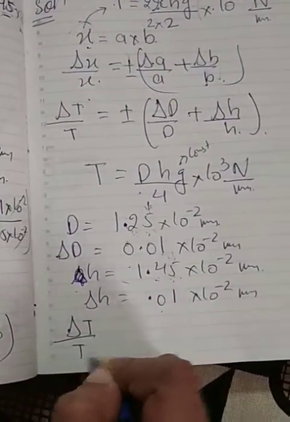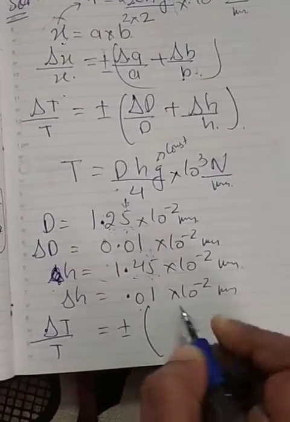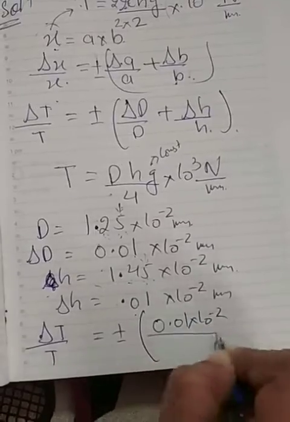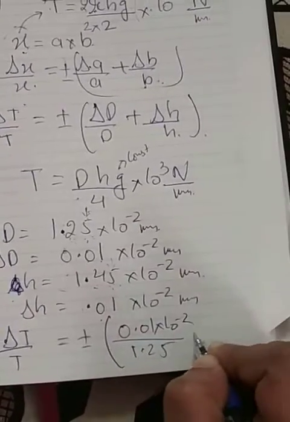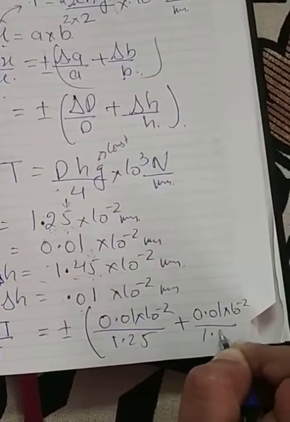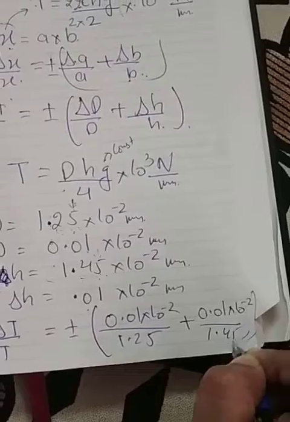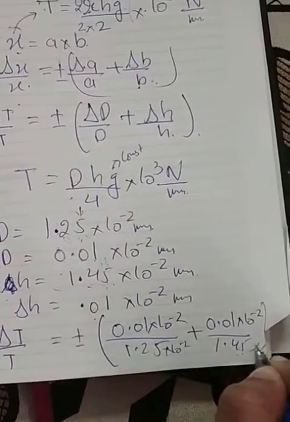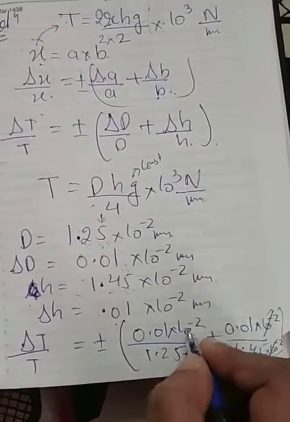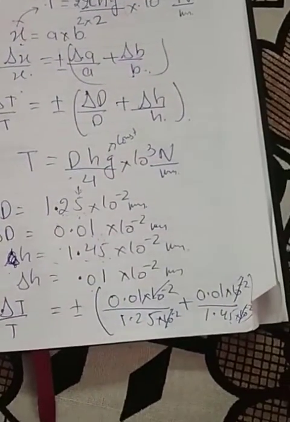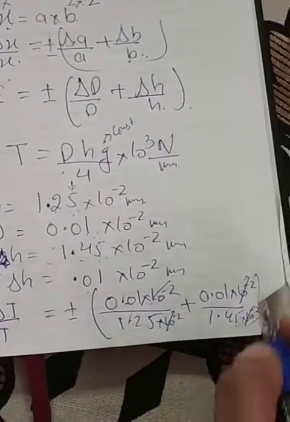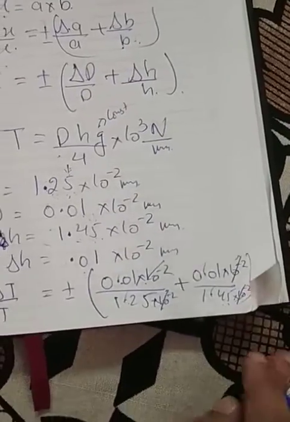Delta t over t is equal to plus minus delta d, which is 0.01 into 10 to the power minus 2, divided by 1.25, plus 0.01 into 10 to the power minus 2 divided by 1.45. And this is also minus 2, I forgot to write minus 2. Look students, 10 to the power minus 2 and 10 to the power minus 2 cancel, and the decimal, the 2 digit place, also cancels out.